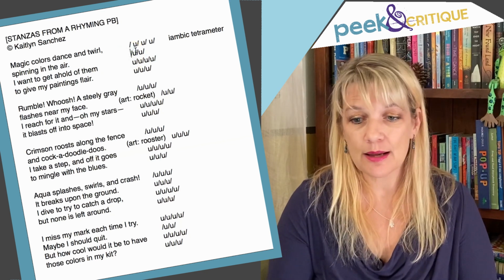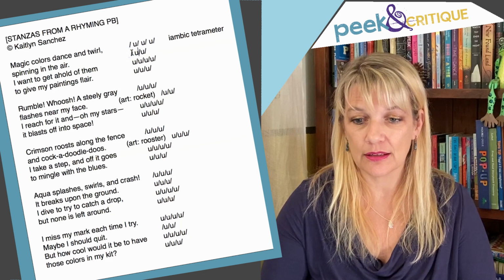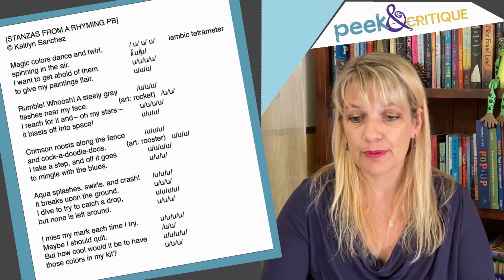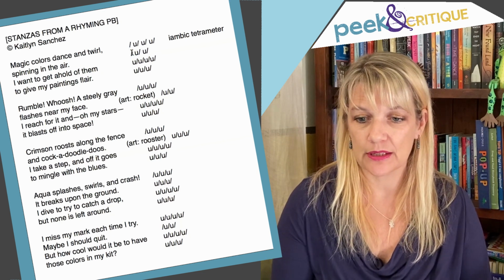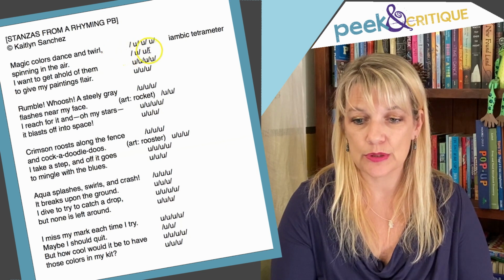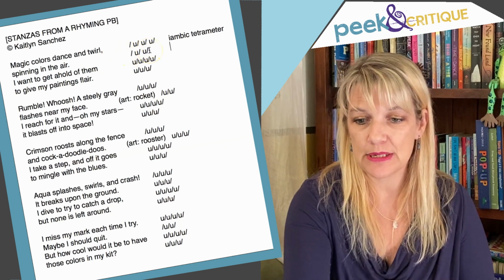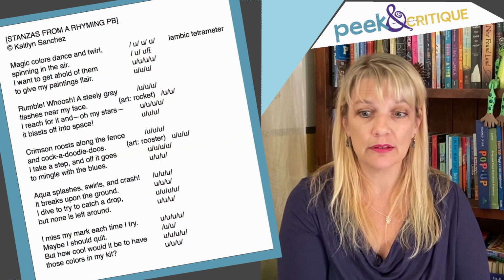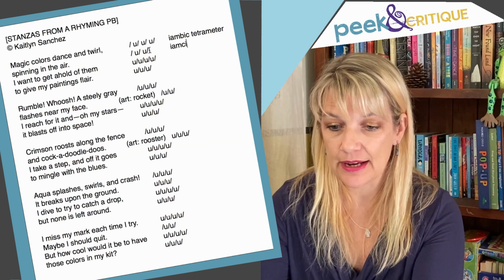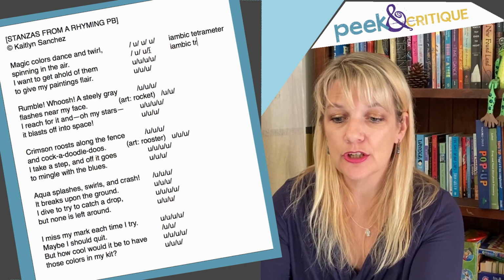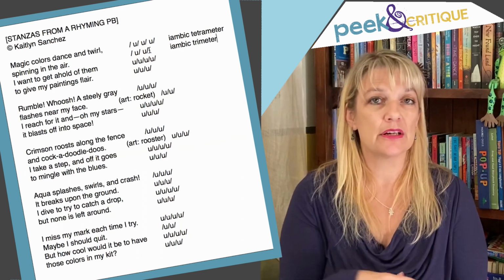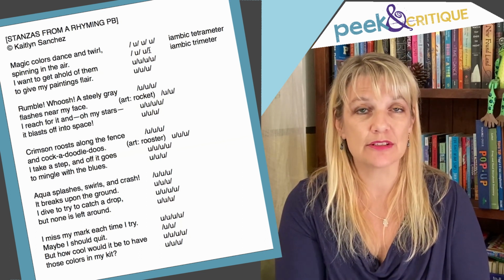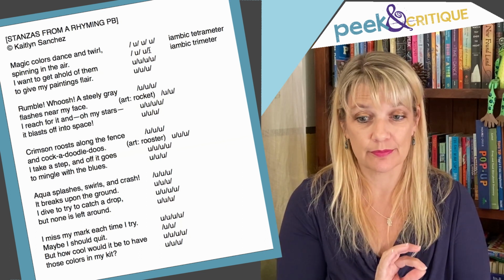Okay? Same thing in the second line with the headless foot, but something's different. What's going on here? I only have 1, 2, 3 stressed beats. Well, that's fine. This is iambic trimeter because there are only three stressed beats, three iambs in this line.